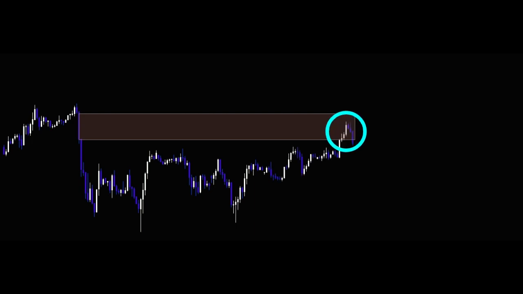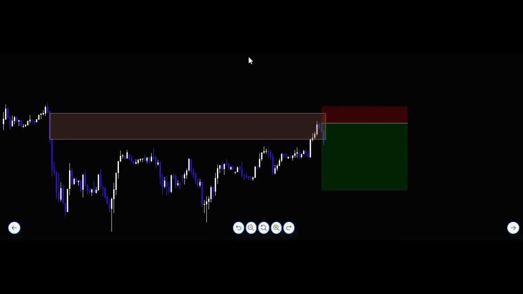Here is our entry point. And as you can see here, that we made a nice 3:1 risk to reward ratio.